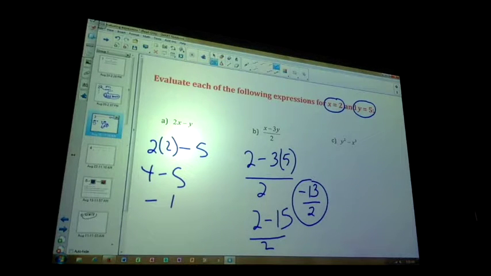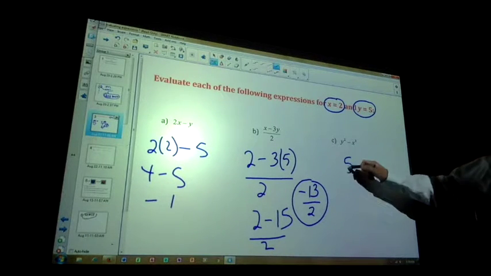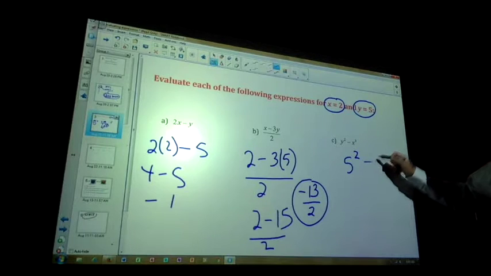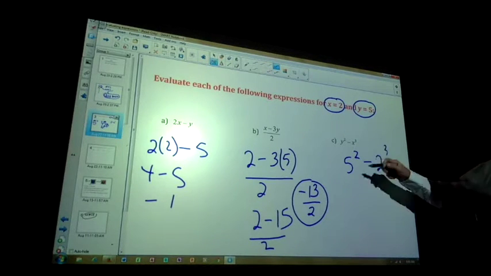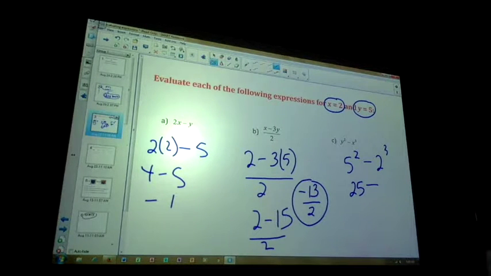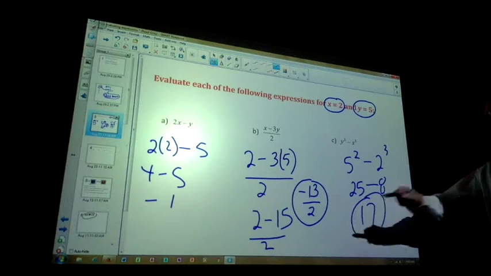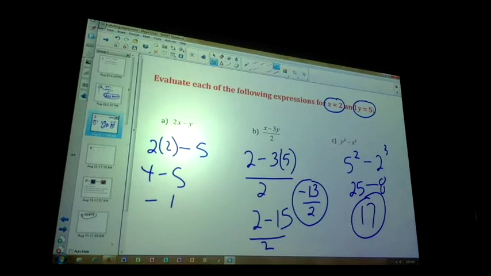Now, someone shouted out exponents, so you probably were looking at C up here saying I should be moving faster, which I probably should be. So I have y squared minus 2 to the third. 5 squared is 25, minus 8. 2 times 2 times 2 is 8. What do I get here? 17. Everybody all right? May I move on? Yes.